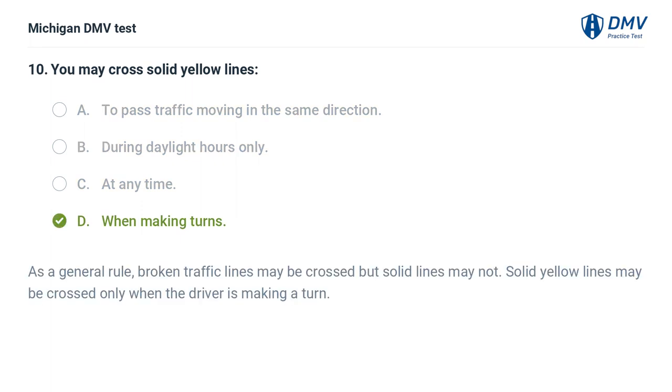D. When making turns. As a general rule, broken traffic lines may be crossed but solid lines may not. Solid yellow lines may be crossed only when the driver is making a turn.